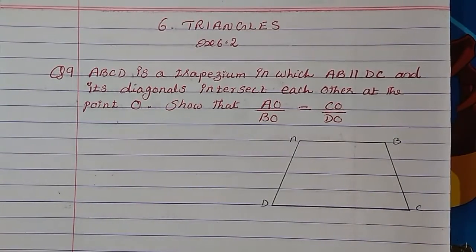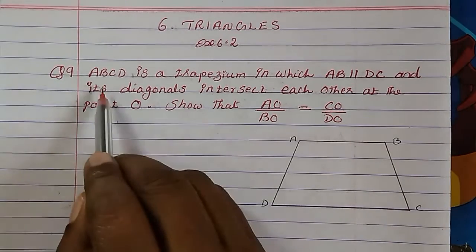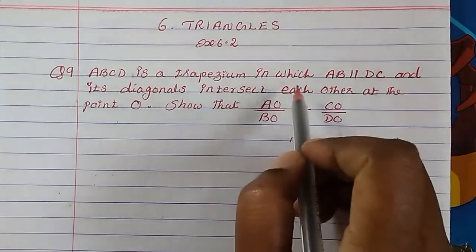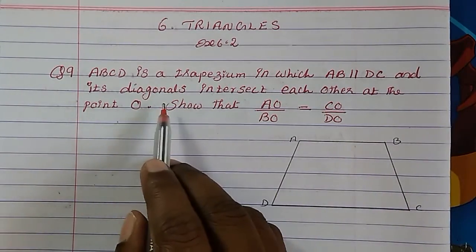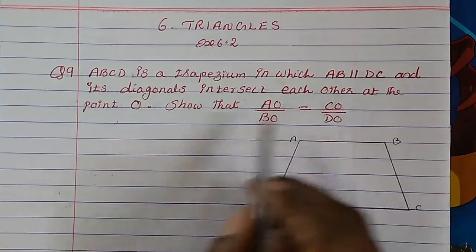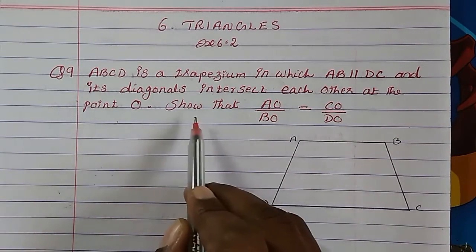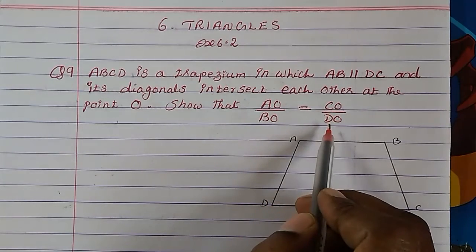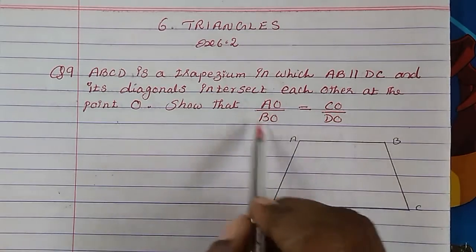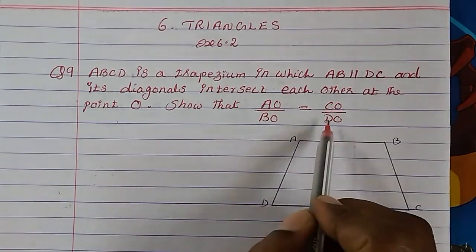Today we are going to study chapter 6 triangles, exercise 6.2, question 9. ABCD is a trapezium in which AB is parallel to DC and its diagonals intersect each other at point O. Show that AO upon BO is equal to CO upon DO. So we have to show, means we have to prove the ratios are equal.